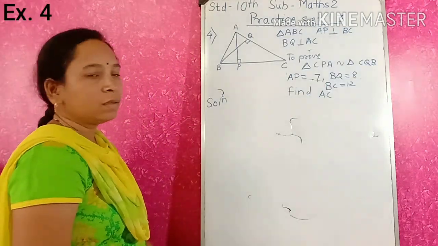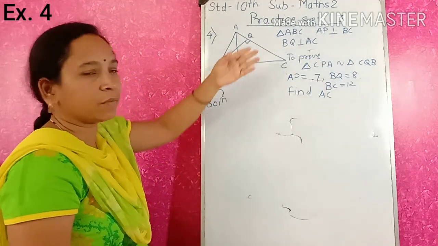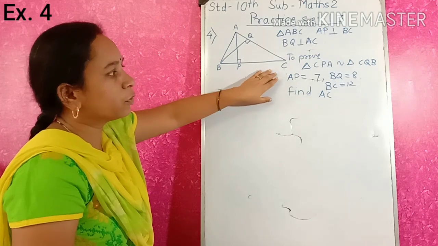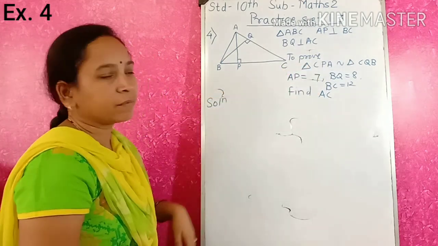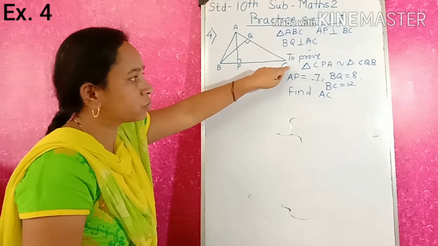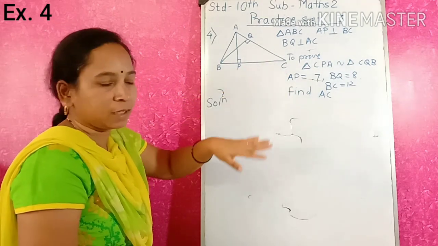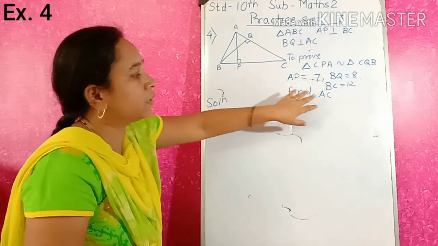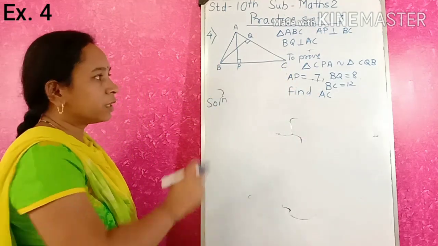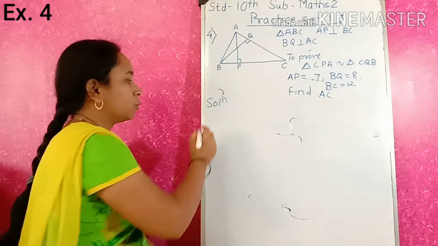Fourth example. In this example, triangle ABC and perpendicular given, things I have written there. To prove CPA is similar with CQB. After proving it, means first I have to prove these two triangles are similar. After proving it, they have given some values, and with the help of these values we have to find out the AC's value. So let's prove first CPA is similar to triangle CQB.